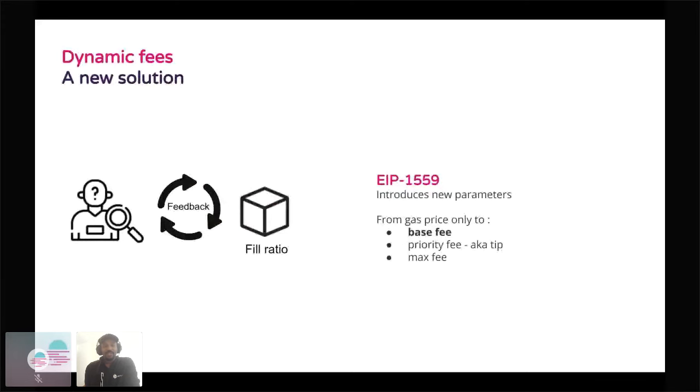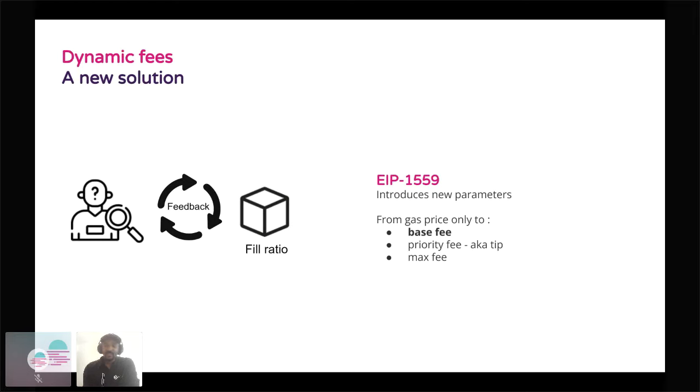1559, which introduced this notion of feedback loop, which is basically a way for the network to manage the gas price itself. So instead of having only the gas price from the user point of view, because before Alice was just putting 50 GWEI as a gas price, now there are 3 parameters that have been introduced. The first one is the base fee, and this base fee is entirely managed by the network. So basically, the network will monitor the fill ratio to know what percentage of the previous block had been filled, and based on that, it will adjust the base fee.